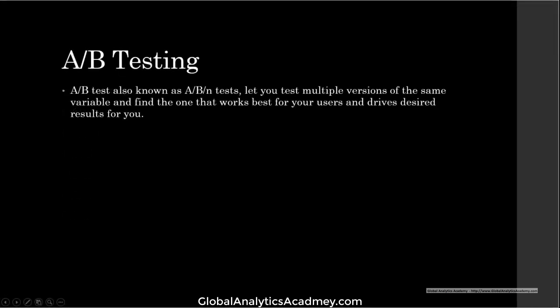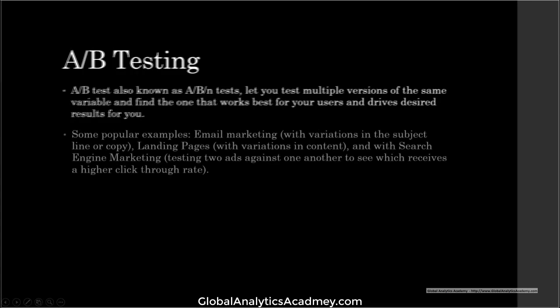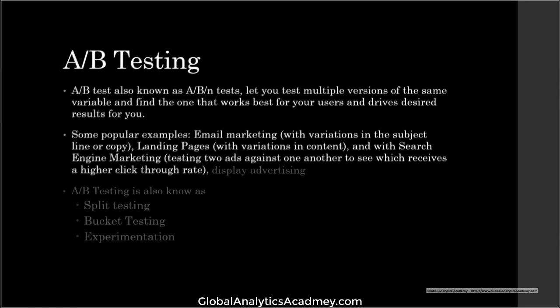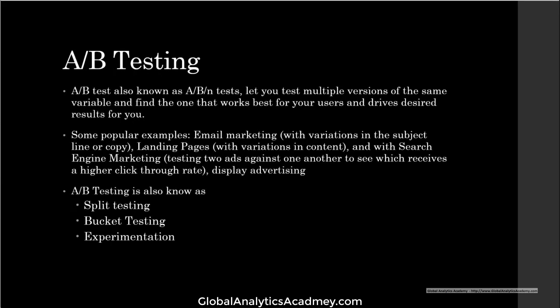First is A/B testing. An A/B test, also known as an A/B/n test, lets you test multiple versions of the same variable and find the one that works best for your users and drives the desired outcome for you. Some popular examples are email marketing, testing various subject lines or the copy of the email; landing pages, with various variations of content, headlines, images; search engine marketing, testing two ads against each other; display advertising, testing the creative and the message placements, etc. A/B testing is also known as split testing, bucket testing, and experimentation.